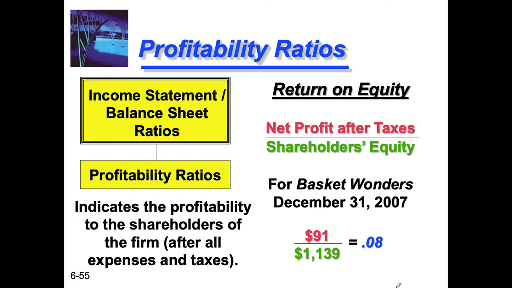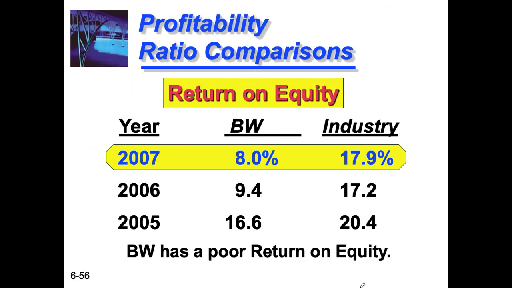Return on equity is still related to profitability ratios. For return on equity, the formula is net profit after taxes per shareholders' equity. Return on equity indicates the profitability to the shareholders of the firm after all expenses and taxes. Based on this data, BW has a poor return on equity, lower than industry average. And then it declined from 2005 to 2007.